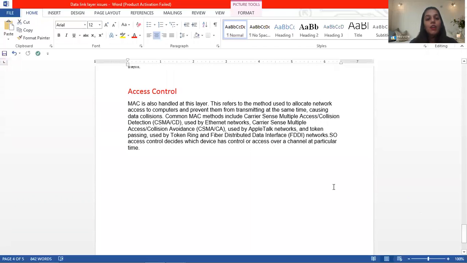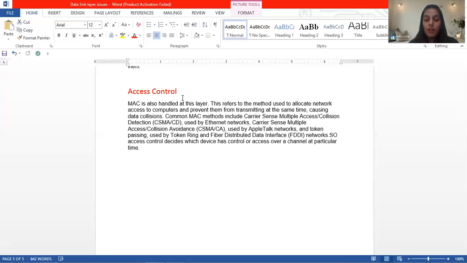Okay, and access control is the last issue or function of the data link layer. Basically, there are two sublayers in the data link layer. First is LLC and second is MAC. So MAC is also handled at this layer, and this refers to the method used to allocate network access to computers and prevent them from transmitting at the same time. Basically, it avoids data collisions.